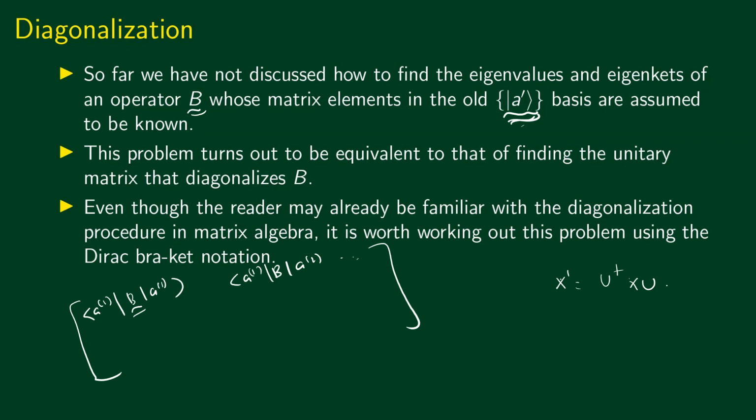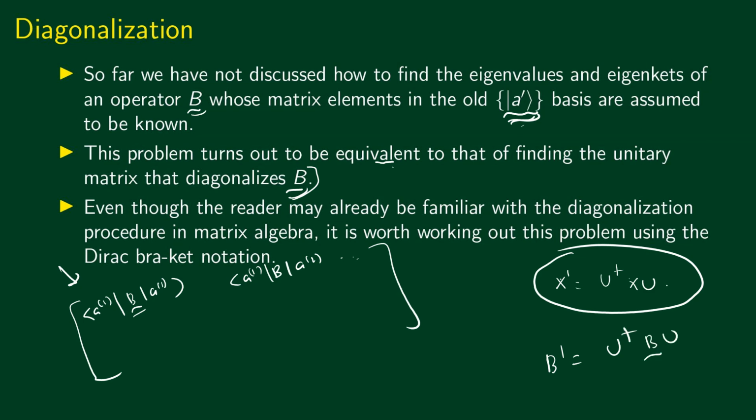Now, the problem turns out to be equivalent to that of finding the unitary matrix that diagonalizes B. So in order to find the eigenvalues and eigenkets of this matrix, we just need to find the unitary matrix that diagonalizes it. So we look for a unitary transformation of this form, let's say B prime is equal to U dagger B U, in such a way that the new matrix is diagonal.